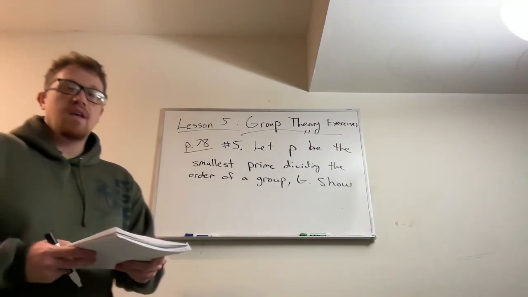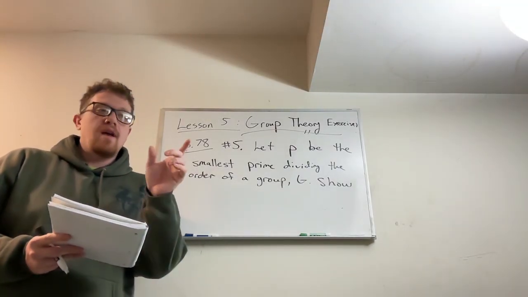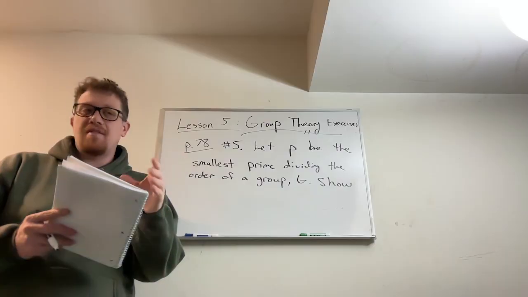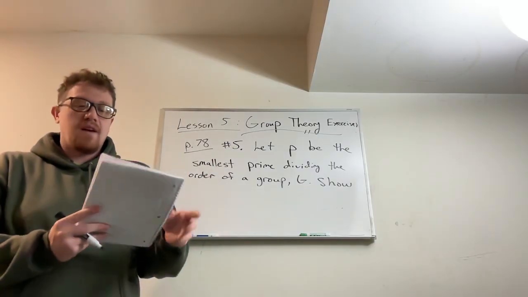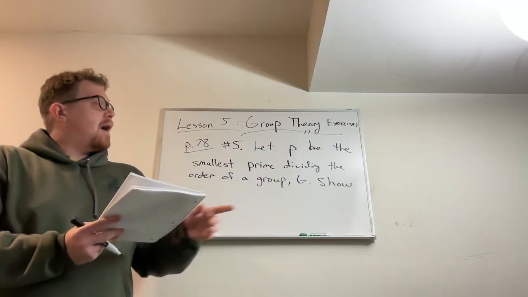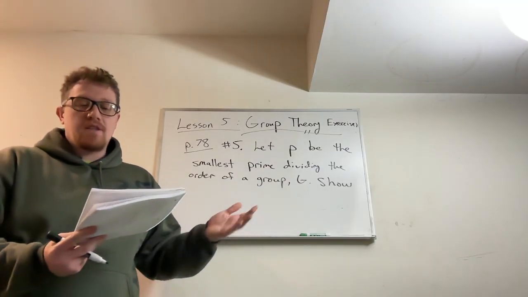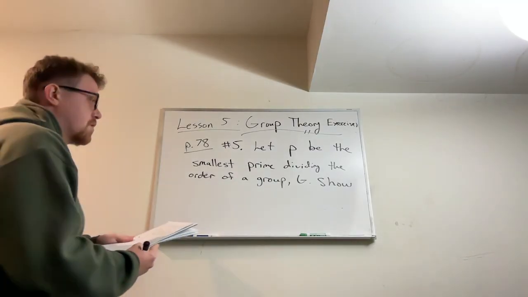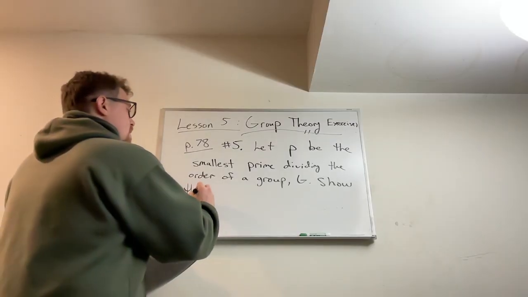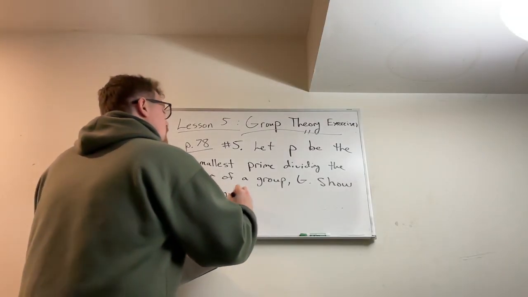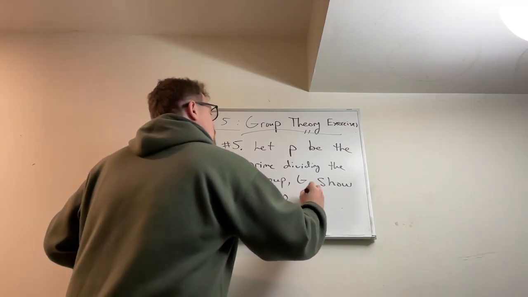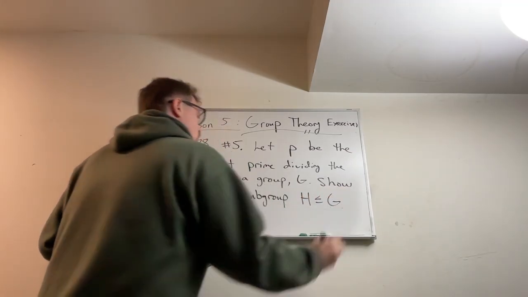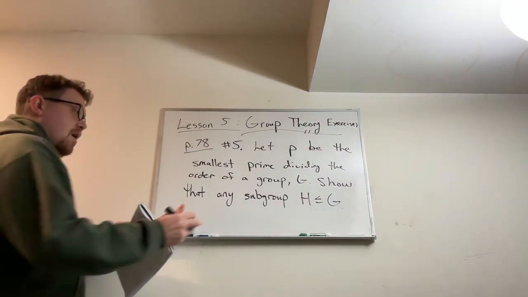Basically, if you have a subgroup that's as large as possible, the index is p, and p is the smallest prime dividing the order of the group, then we have to show that subgroup is actually normal. So show that any subgroup H inside of G of index p.